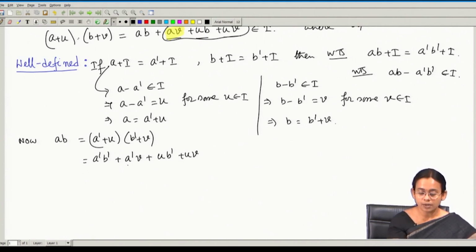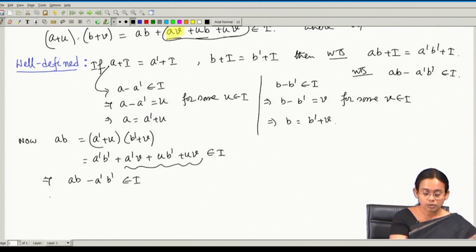So, now again you can see that since I is an ideal, each of these elements that I have underlined here is in I. Therefore, this element is in I. So, this I can rewrite as ab minus a prime b prime belongs to I. So, this implies that this ab and this a prime b prime denote the same left coset.